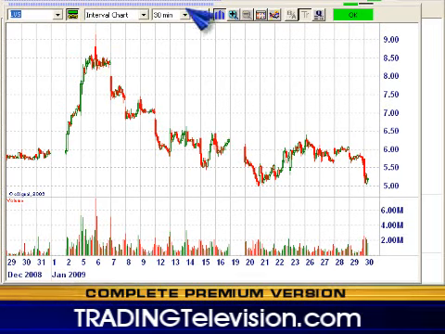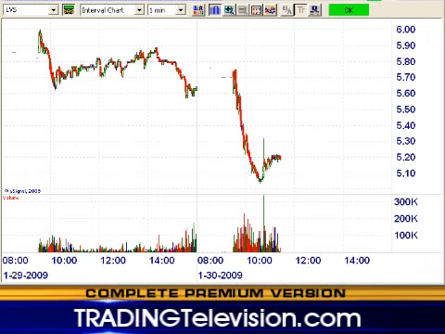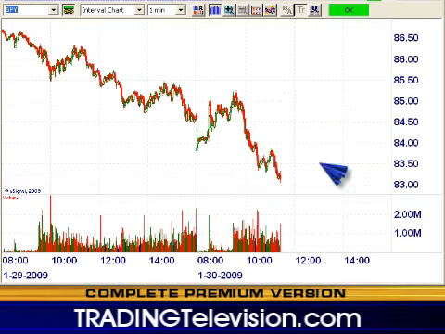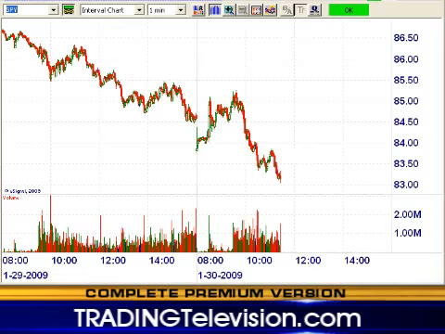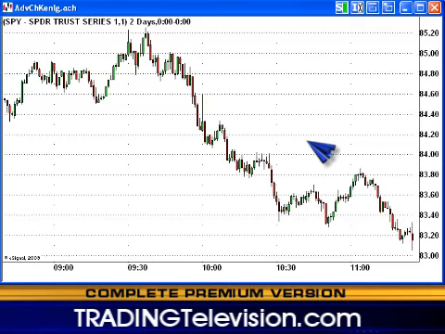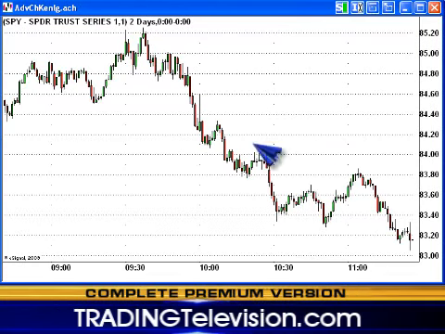So I'm moderately bullish. I may buy this if it bounces over, say, 5.3 or so. But to do so, I'd prefer to see, for example, in the spiders, let's take a look now at the next strategy: the 1-minute tick chart.